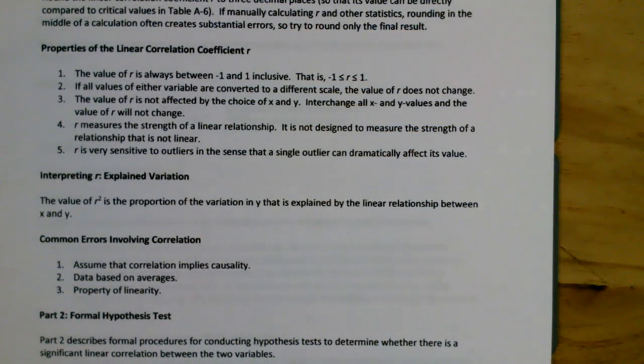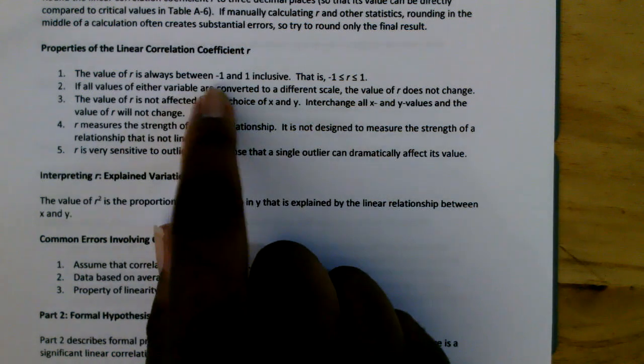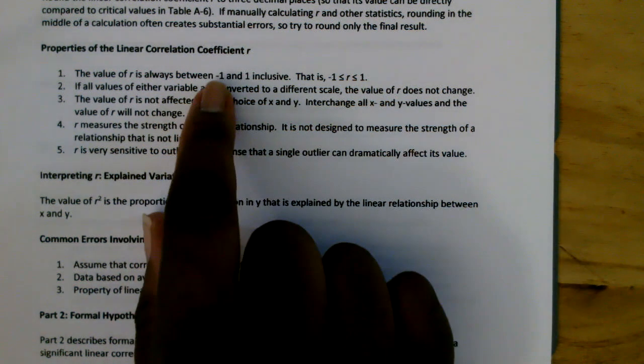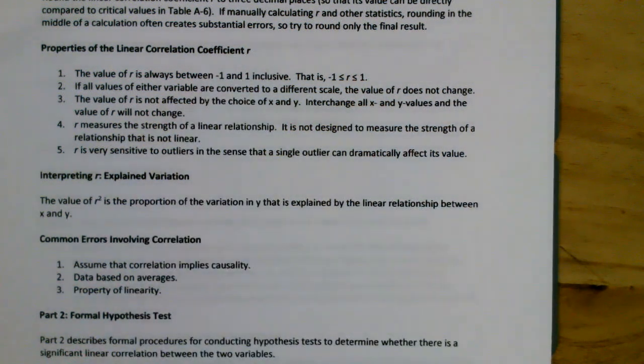Now here are some properties of the linear correlation coefficient. One is that the value of R is always going to be between -1 and 1 inclusive. That means the R value will never be less than -1 and never be greater than +1. It has to be between -1 and 1, and that does include those two endpoints.